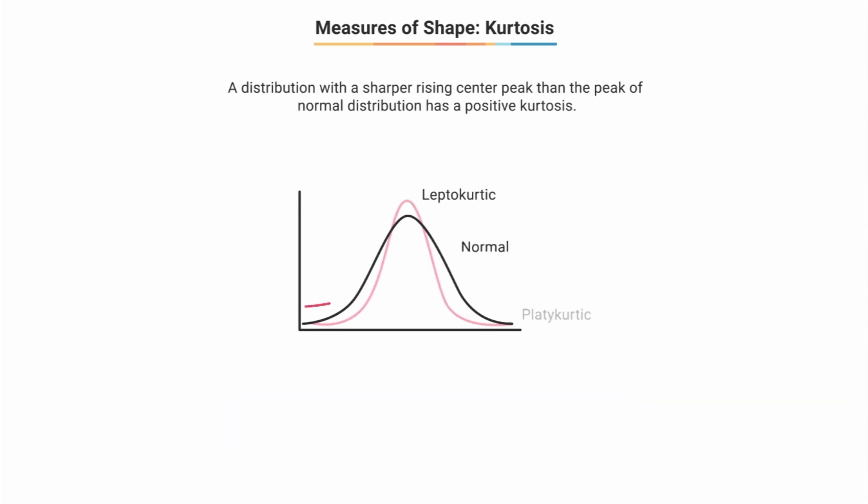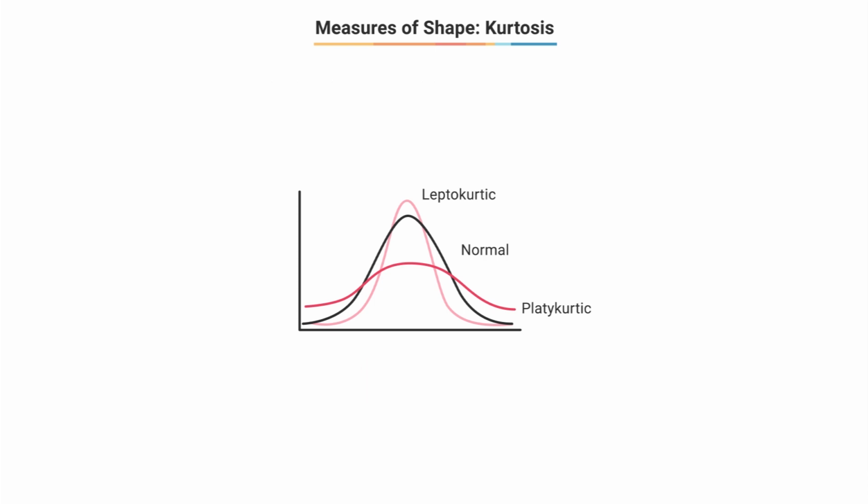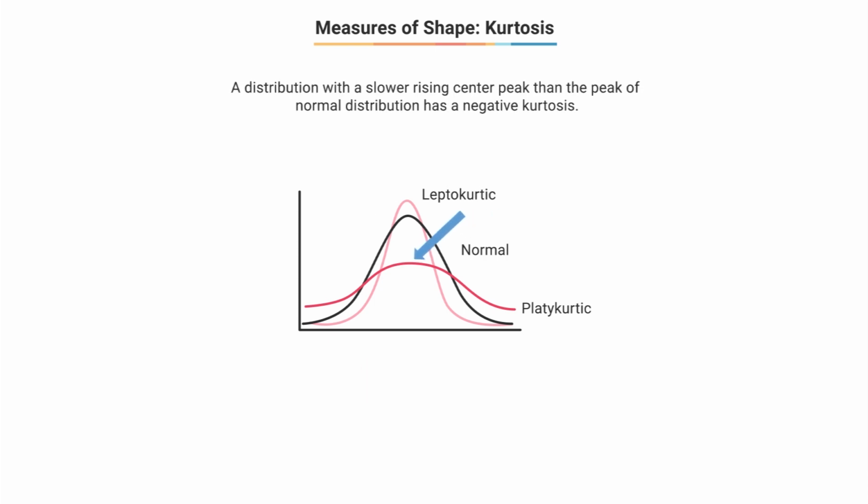A distribution that has a sharper rising center peak than the peak of a normal distribution has a positive kurtosis, a kurtosis value that is greater than 0, and is called leptokurtic. A distribution that has a slower rising, that is flatter, center peak than the peak of a normal distribution has a negative kurtosis, a kurtosis value that is less than 0, and is called platykurtic.